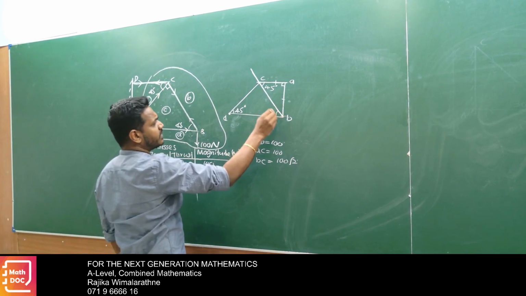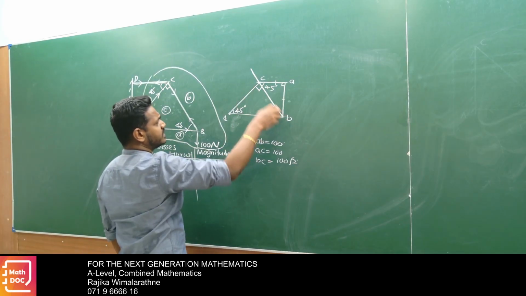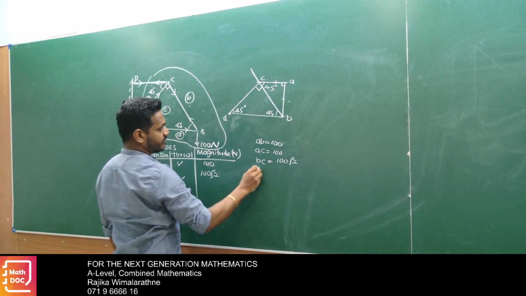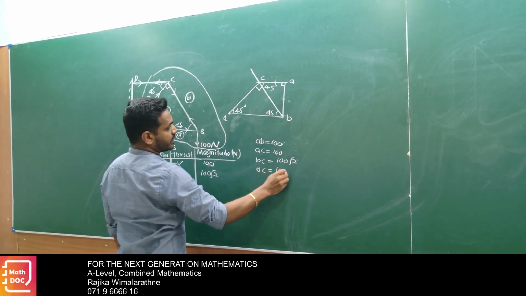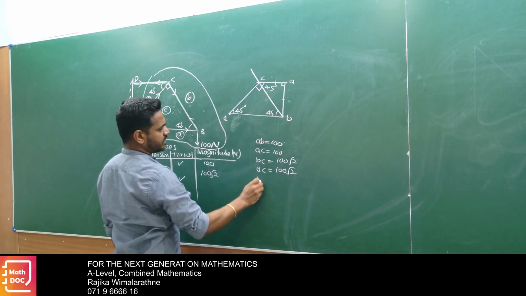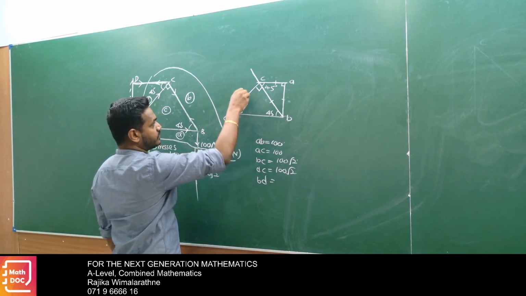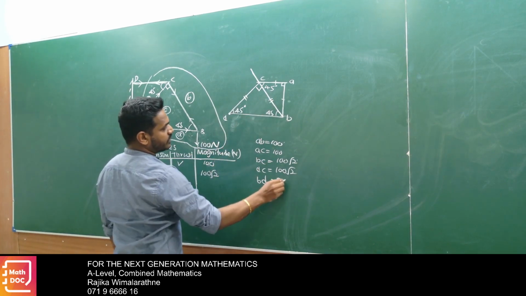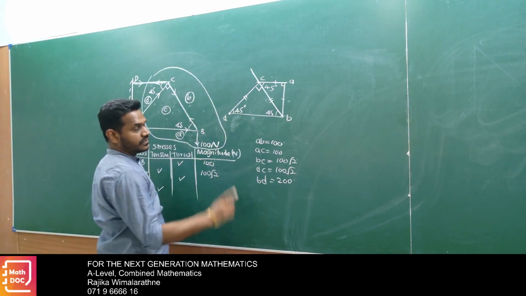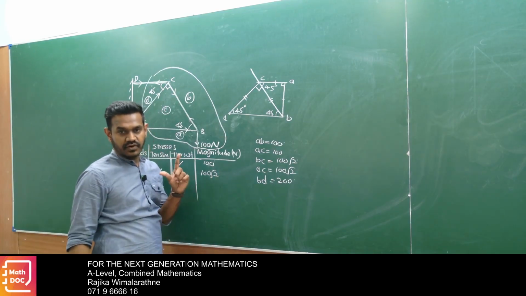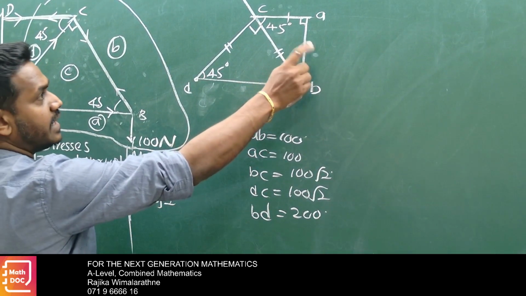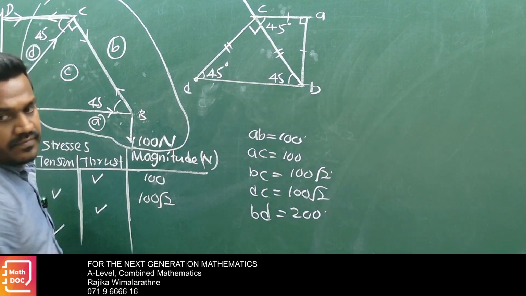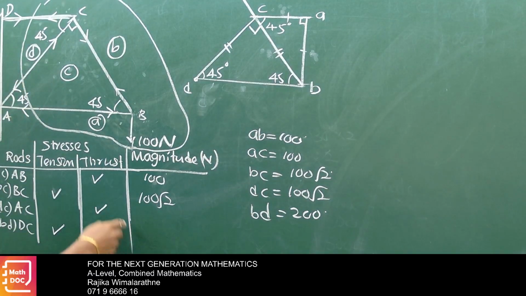Then here 45 degree, here 90 degree. Then BC, BC and DC same. 100 root 2 and BD length. Here 100 root 2, 100 root 2, no? Then multiply root 2. Then here 200, no? So the order, we take here A, A, root 2A, like that, no? A, A, root 2A. Okay.